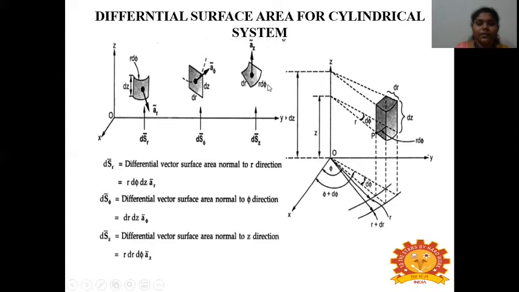Next, the third, that is the z-axis. The differential surface area for the z-axis is given by considering the unit normal vector to the z direction, so that will move upwards. It will have this plane, that is r into d phi and dr. This is your radius, right? So dr into r into d phi. So the surface area for the z-axis is given as the product of dr into r into d phi into az, the unit normal vector of the z direction. So this is how we calculate the differential surface area for a cylindrical coordinate system.